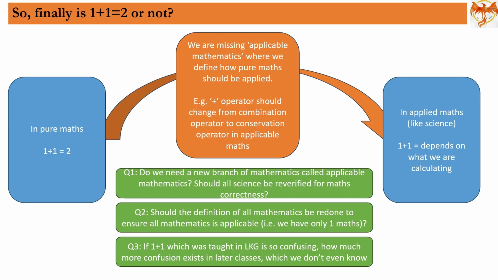A third question is, if 1 plus 1 is the very first thing we learned in kindergarten, and that itself seems to have so much confusion, because maybe the entire complexity of it wasn't understood at that point, is there similar confusion in all the stuff that we learned after LKG? I'd like your thoughts on this. Do let me know in the comments below.